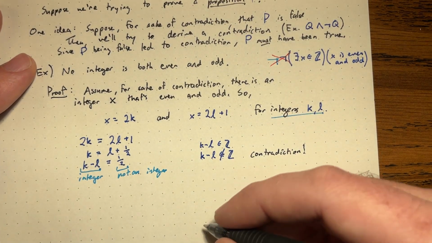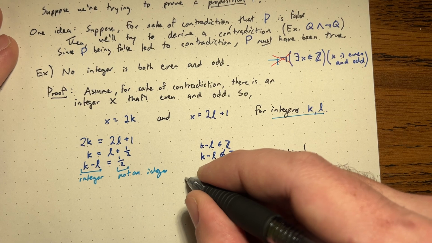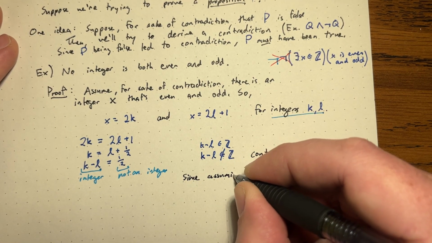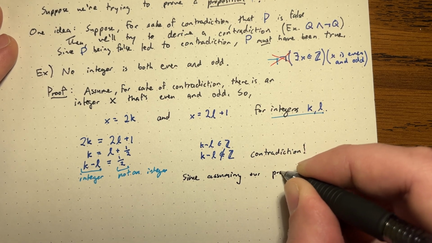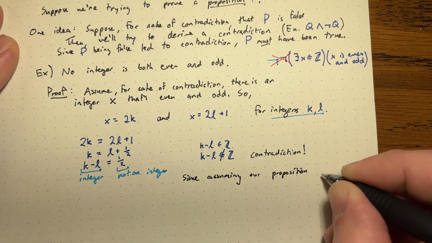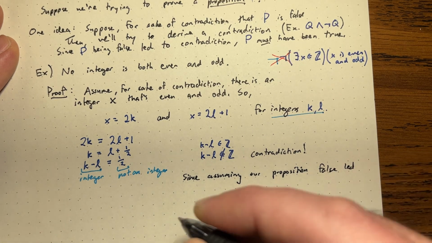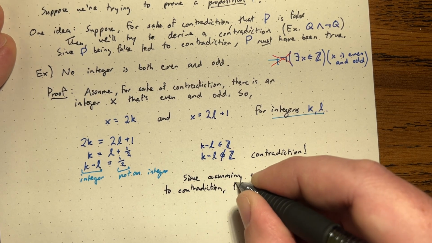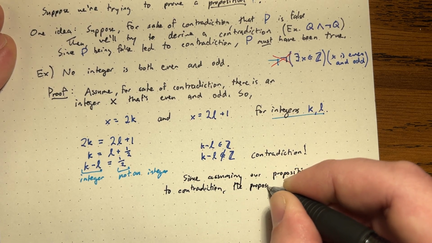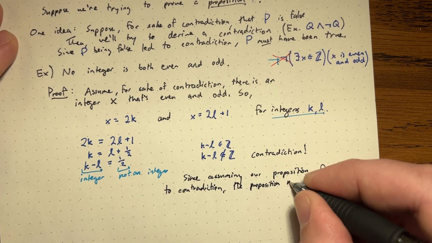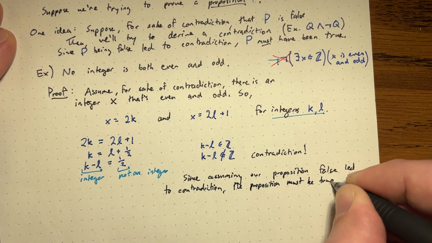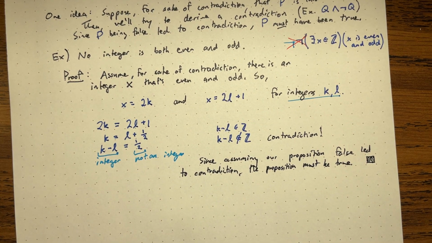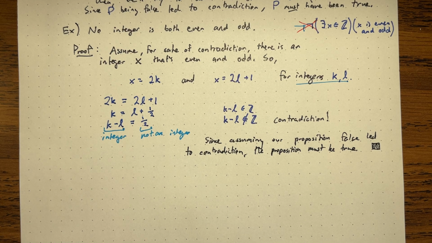So, just to finish writing this up, since assuming our proposition false led to a contradiction, the proposition must be true, the original proposition. And that concludes the proof. So there cannot be an integer that's both even and odd. Okay, great.